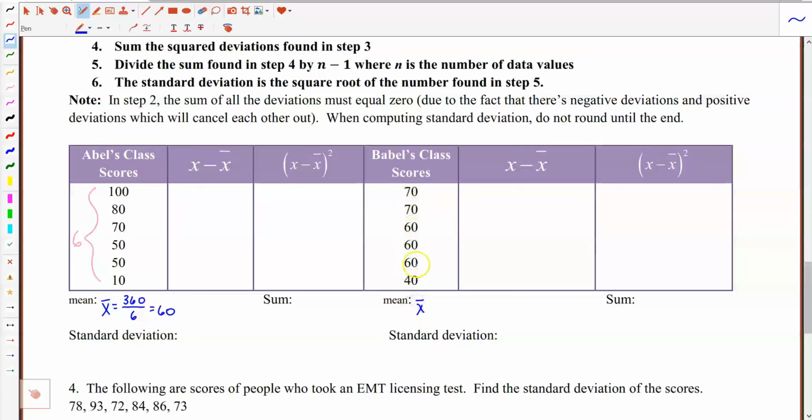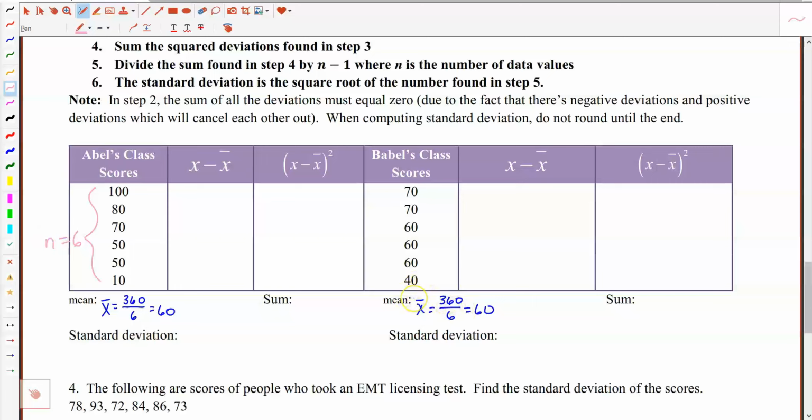When I add up all these numbers, I also get that they add up to 360, and then I would divide by how many data values there are. And in this data set, I also have 6 data values. So I would have 360 divided by 6, so I also get 60 over here. So these two data sets have the same mean, but something very different happened in the actual data. So while the mean is important, it is not the only thing that is going on inside this data set.